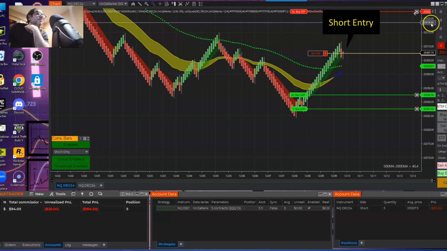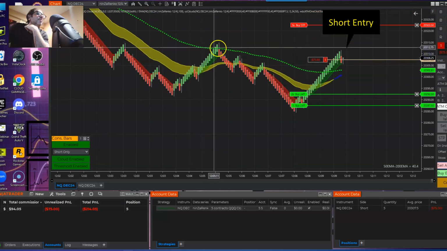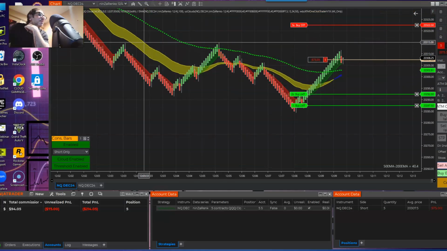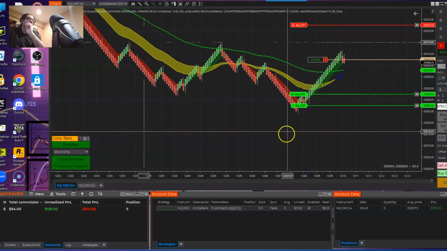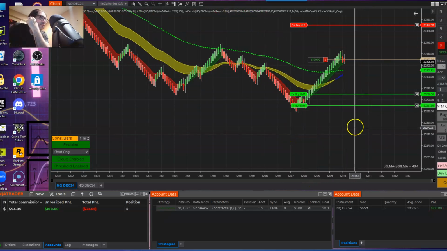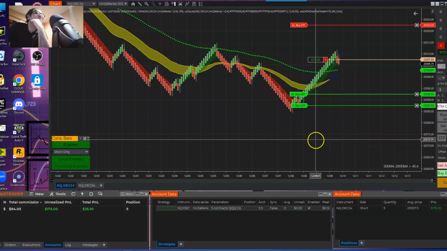Order filled. That's a good short, I think. It's close to this top right here. You can see right here. So my stop is above that. Hopefully it flushes and gets us nicely back to green.